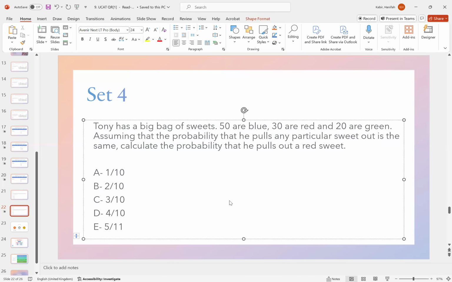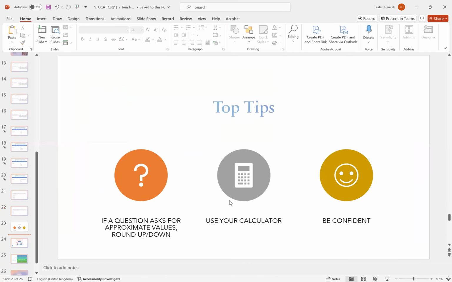Okay. So I think figuring out when it's a good idea to estimate versus a good idea to round or use your calculator is a skill.